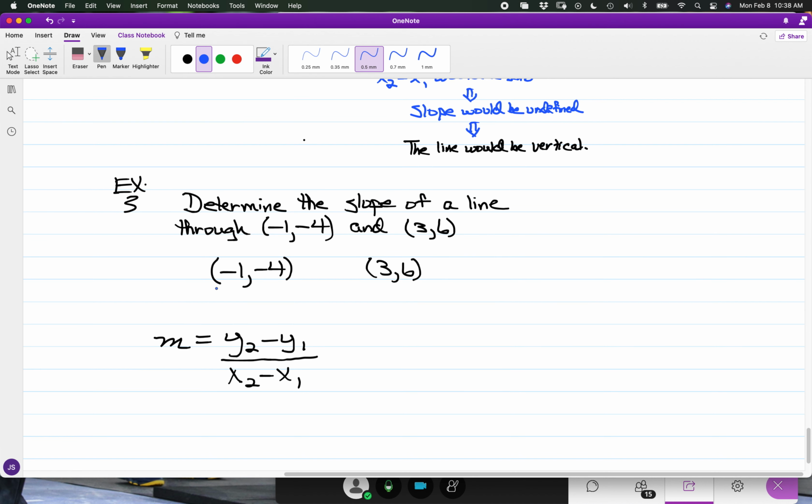Okay, so again, each ordered pair will be of the form (x, y). So say that since (-1, -4) was given first, we have x1, y1, and (3, 6) given subsequently, so you have x2, y2.